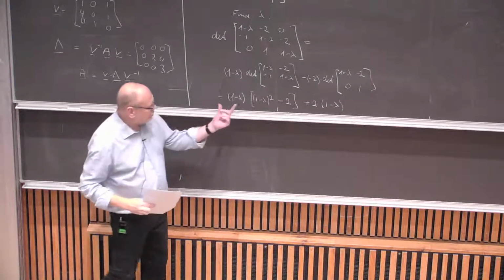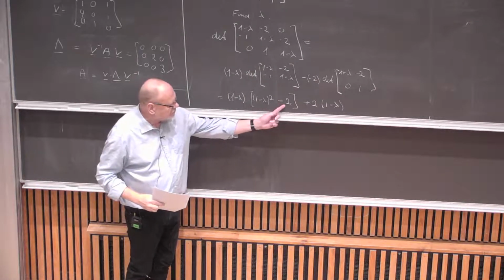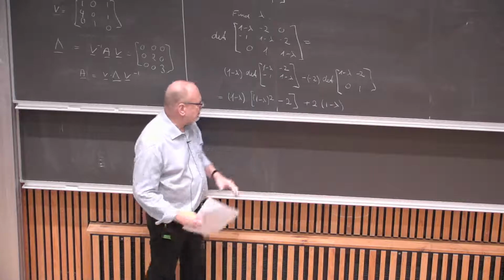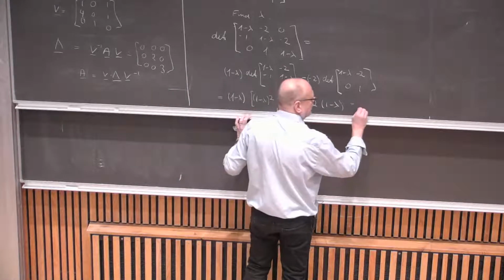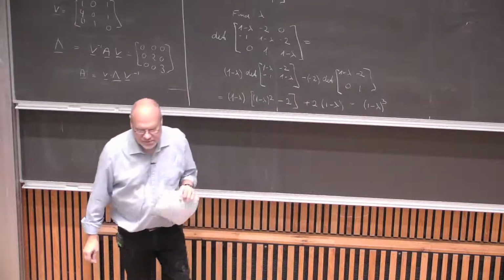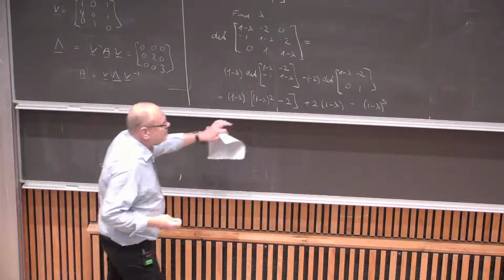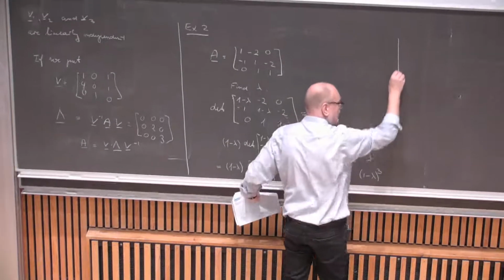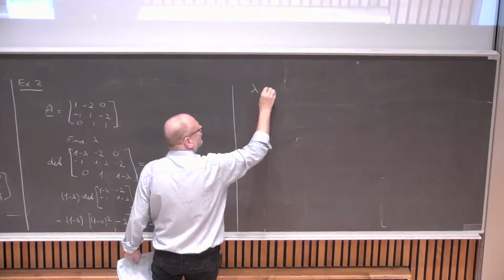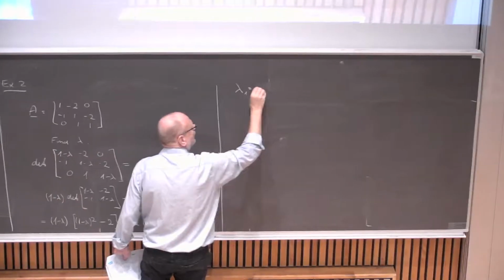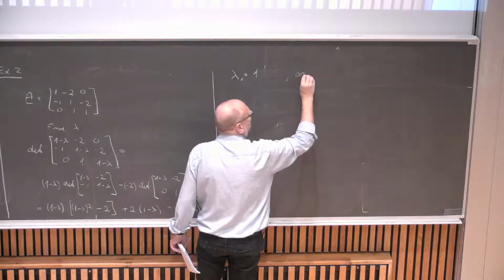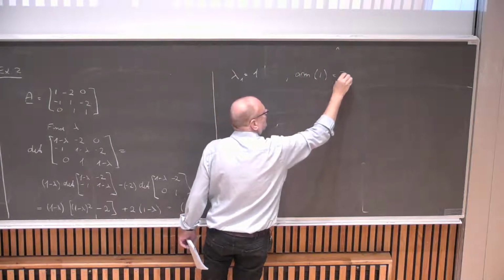So you see, if you multiply this in, you get minus 2 times 1 minus lambda plus 2 times 1 minus lambda, so they cancel, and you end up with this determinant here, 1 minus lambda. And this means that you have only one eigenvalue, but it has the algebraic multiplicity 3.